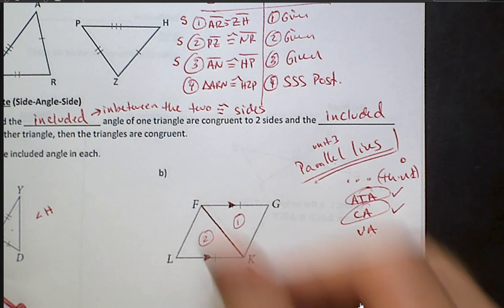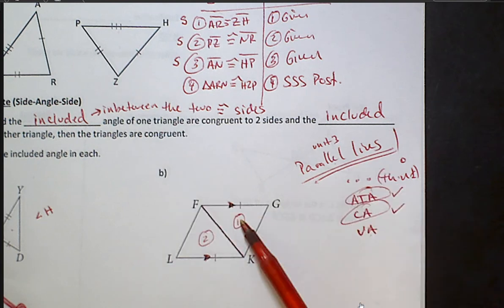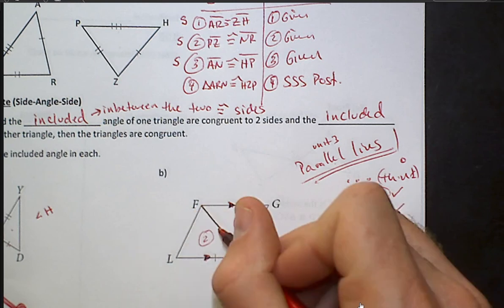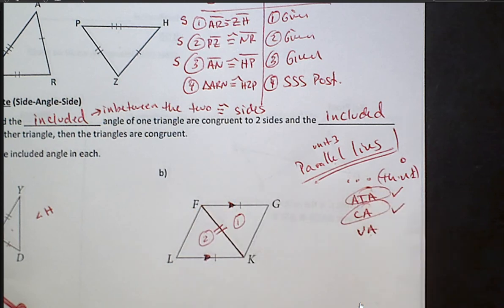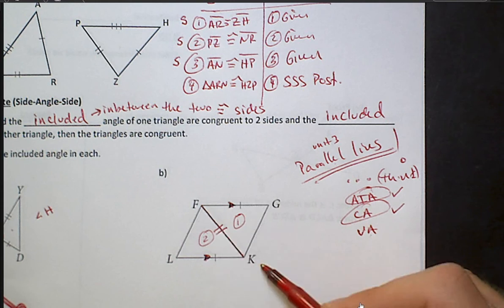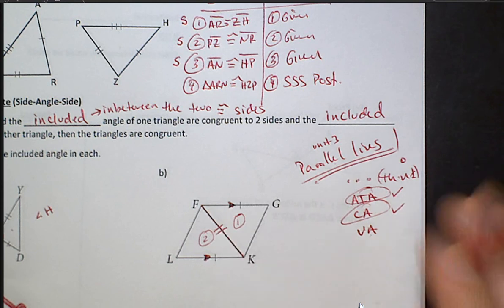So whenever you see 2 triangles sandwiched together, you might as well get in the habit of putting a marking on that side that they share. That's the reflexive property. Okay? And you're going to use that a lot in your proofs. You're going to say FK is congruent to FK, the reflexive property. Remember, reflexive means the same.